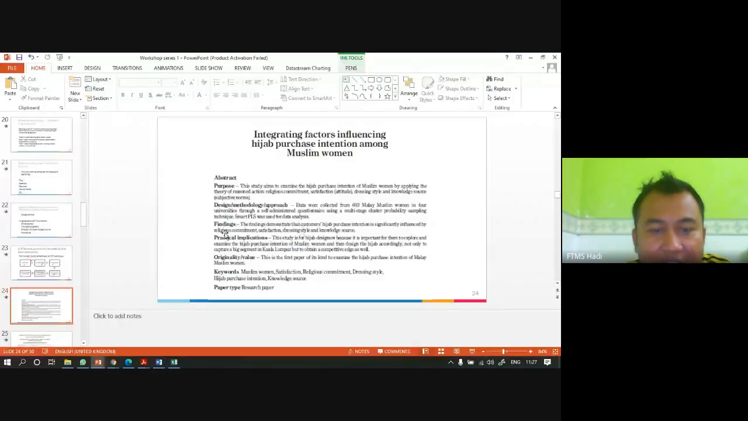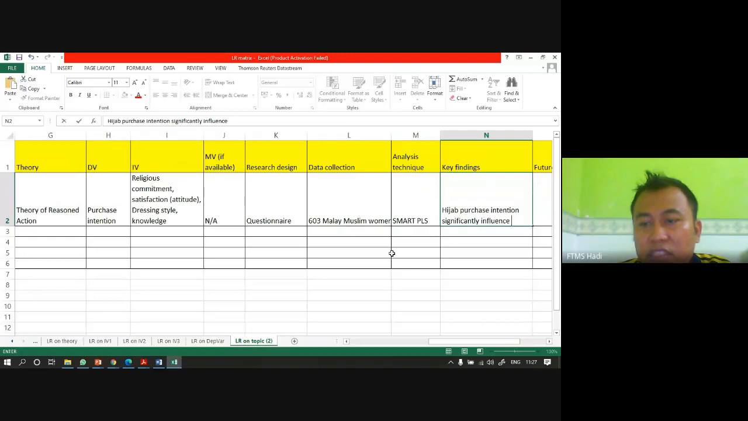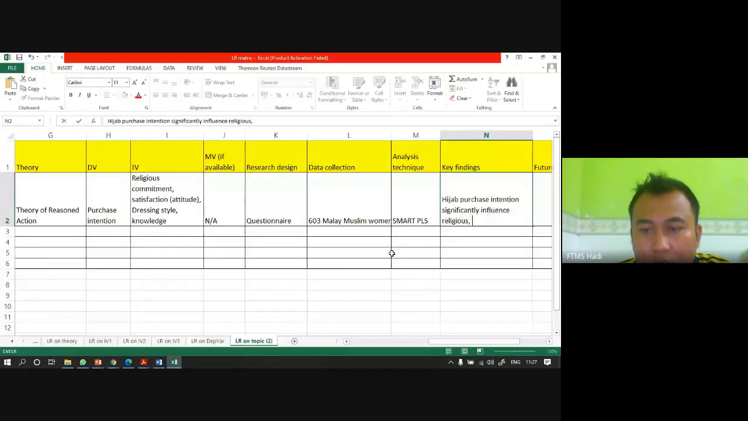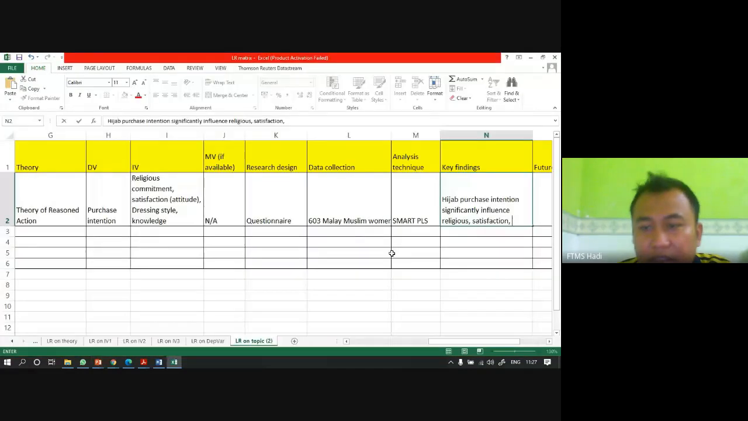And then the key findings. Purchase intention is significantly influenced by religious commitment, satisfaction, dressing style, and knowledge source. Influence: religious commitment, yes; satisfaction; and then what else? Dressing style.